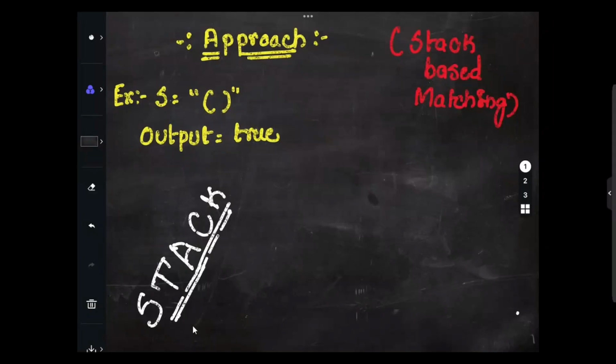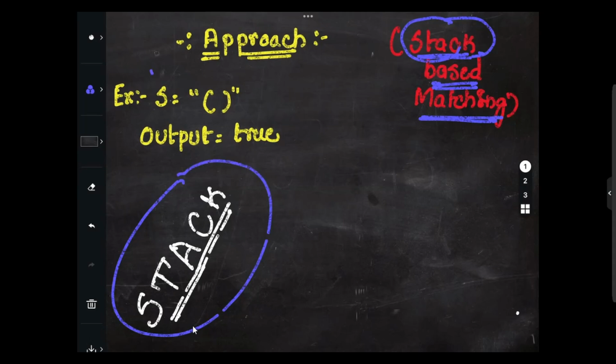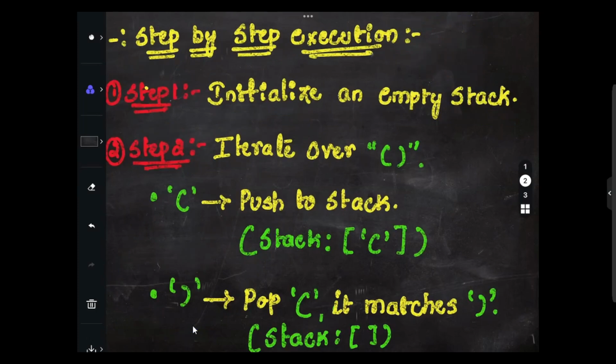One thing we need to notice here is we are going for stack based matching. So we are making use of the stack data structure, just keep this in mind. I am going with the first example that they have given in the question. We have already discussed this one, so it will be easier to understand if I consider it for the approach. We have the opening parenthesis and the closing parenthesis, so we have to return true. Let's move on with the step-by-step execution. The first step here is we will initialize an empty stack. We'll be making use of the stack, as I've said.